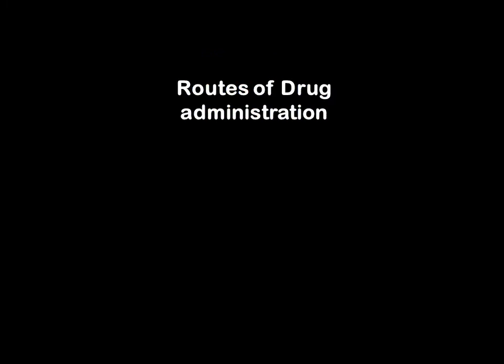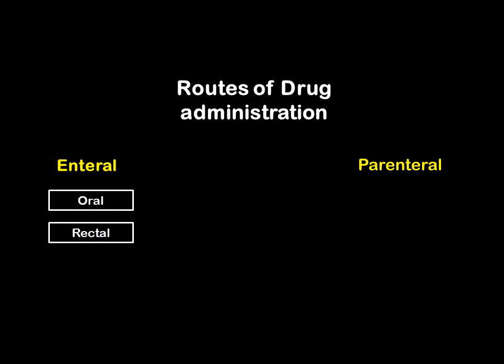Let's summarize this topic. Routes of drug administration are basically divided into two parts. First, enteral: administration of drug via the GI tract. Second, parenteral, which is other than enteral. Enteral also has a subclassification, ORSB: oral, rectal, which is part of the large intestine, sublingual, administration of drug via the area below the tongue, and buccal, placement of the drug into the buccal cavity.